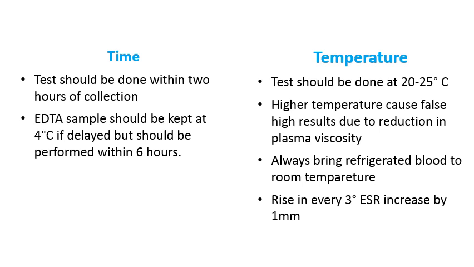So generally the test is done at 20 to 25 degrees centigrade, and if the temperature is high, you can get falsely elevated values because there is reduction of plasma viscosity. And it's important that if we refrigerate the blood, we have to bring the blood to room temperature before you do the test.